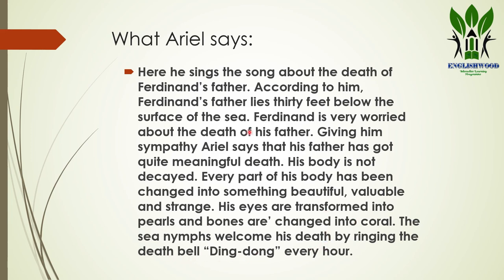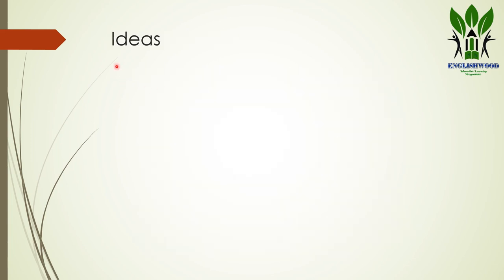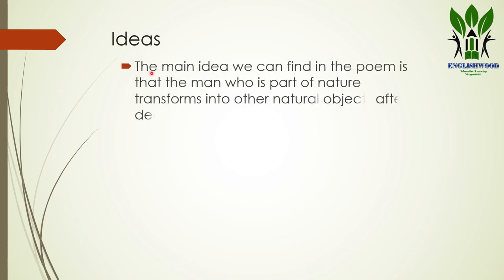Okay, so this can be used as the summary of the poem too. So some of the ideas we can see here, the main idea we can find in the poem is that the man who is a part of nature transforms into other natural objects after death. So death is not the end of life. There's life after death. So human beings or any living things change into something else, of course. So our body transforms into something else.